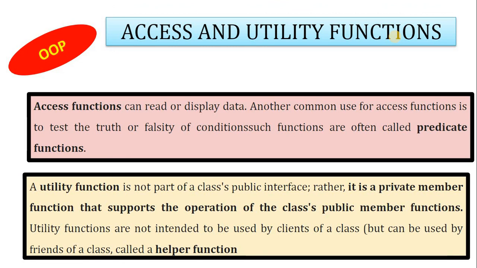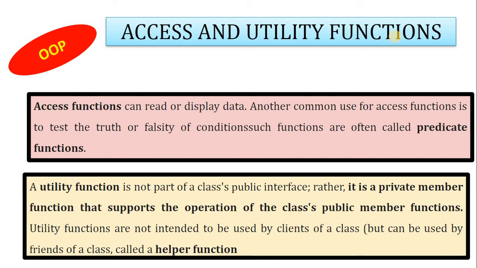The next function which we are going to see is accessor and utility function. Any functions which can read or display the data are known as accessor functions. Apart from that, the functions which test the truth or falsity of any condition, where you just have return true or return false, those functions, which are often called predicate functions, are also known as access functions.